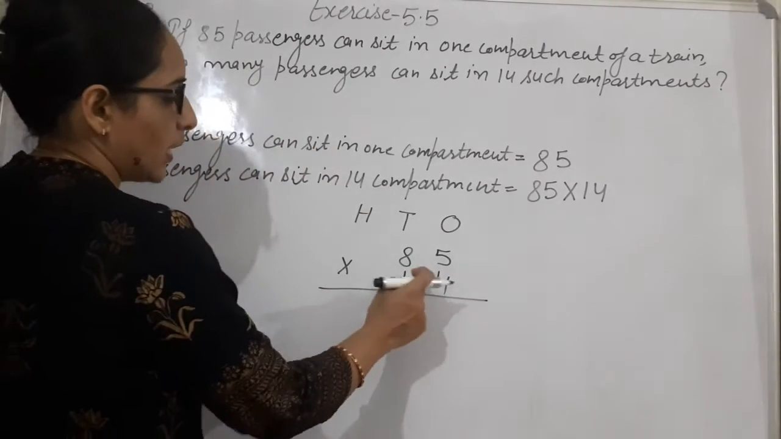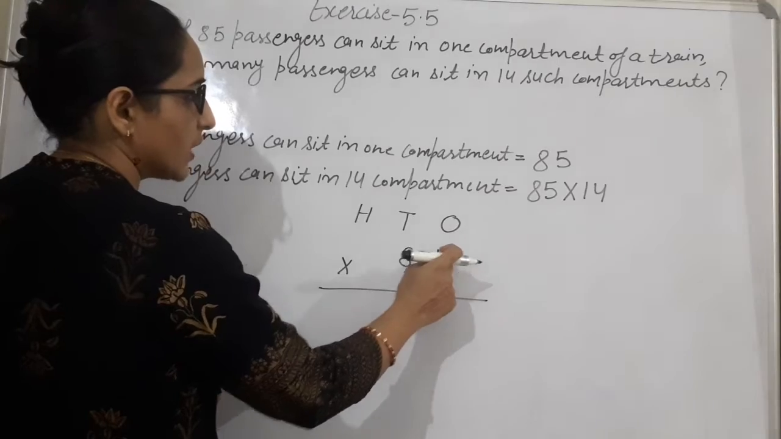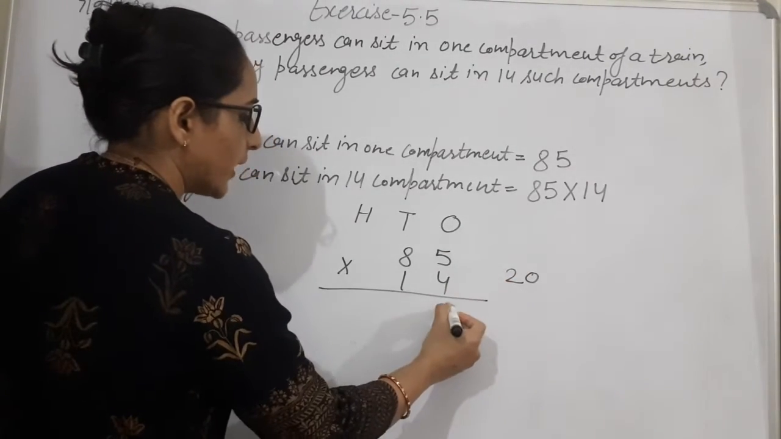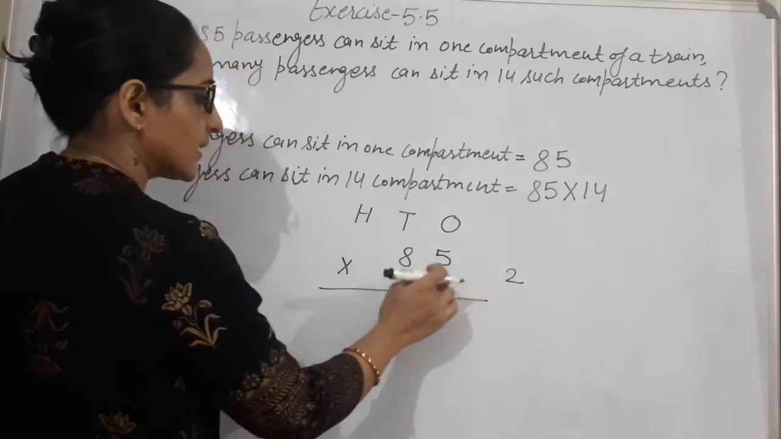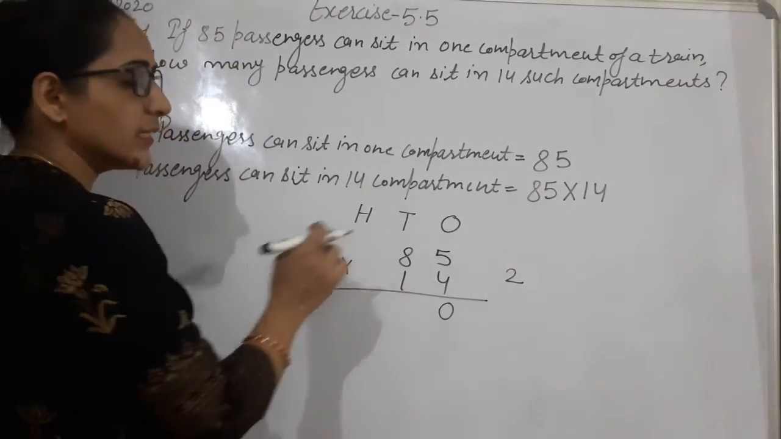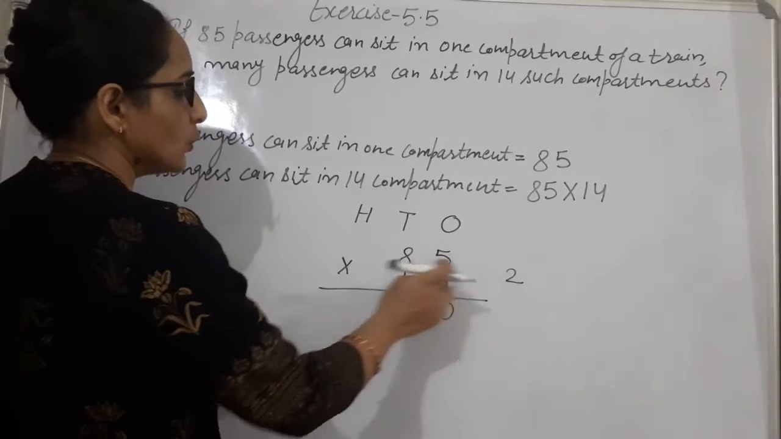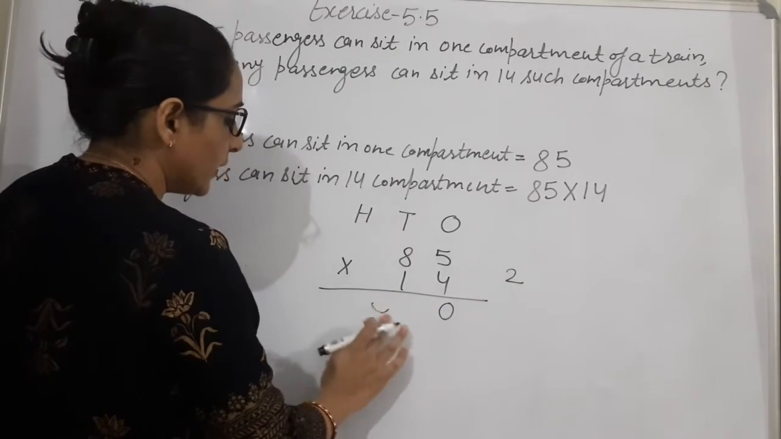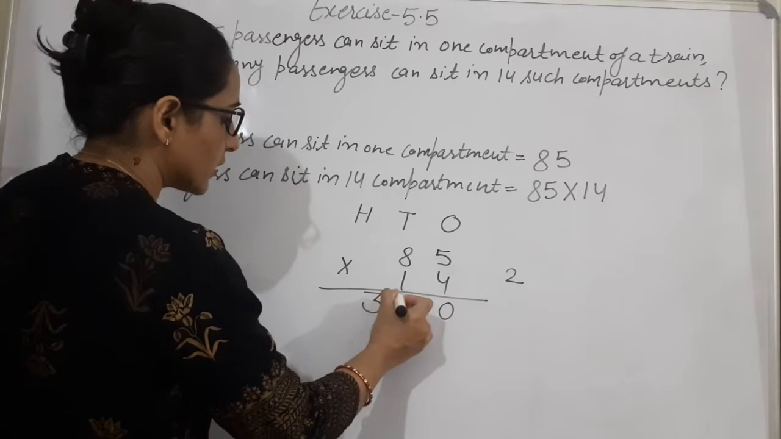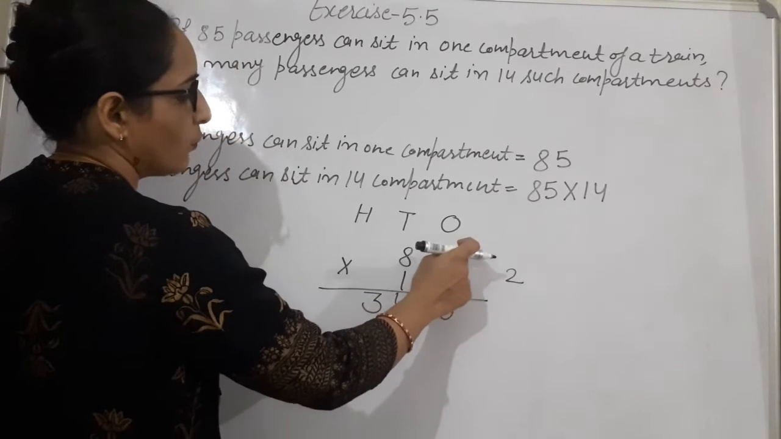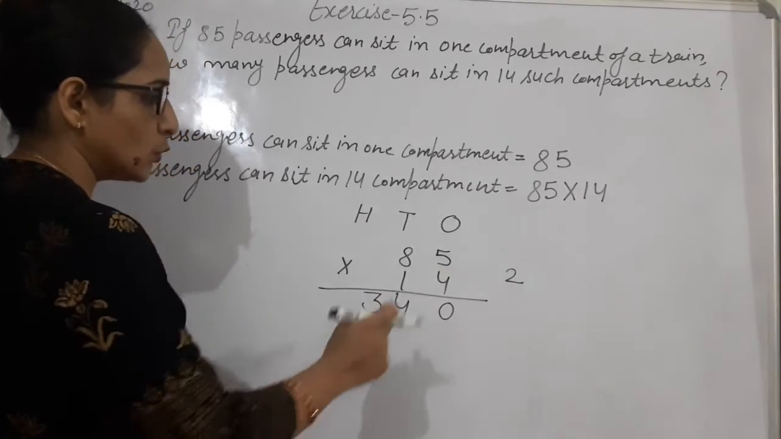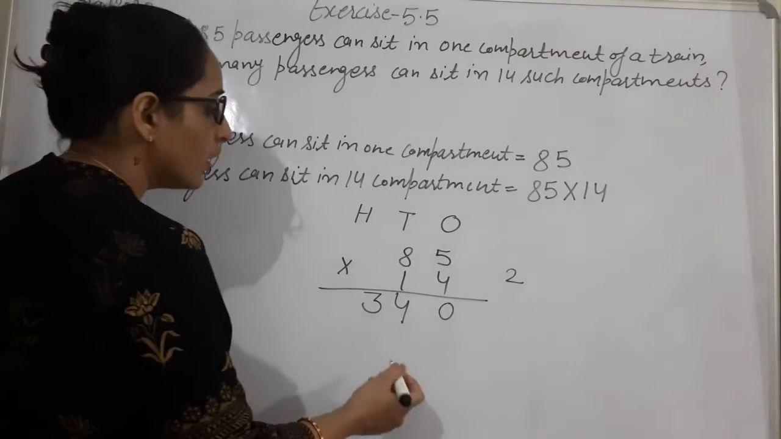Clear? Now 4 5s are 20. We write 4 5s are 20. So we write 0 here, 2 as carry. 4 8s are 32. 32 plus 2, it's 34. Write according to the places, it's 34. 4 5s are 20, we write 0, 2 as carry, 4 8s are 32, 32 plus 2, it's 34.